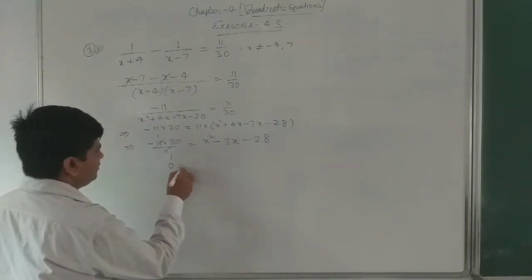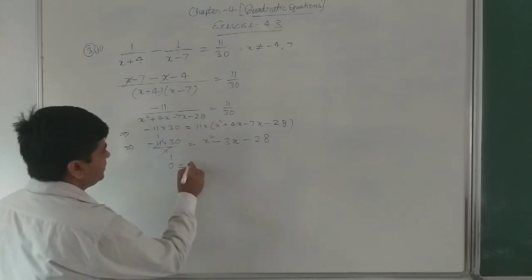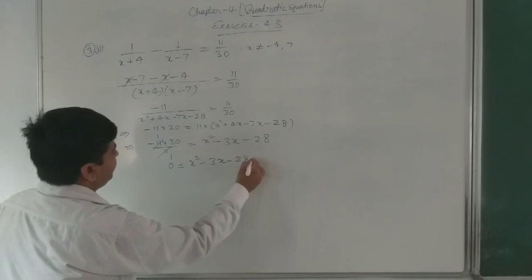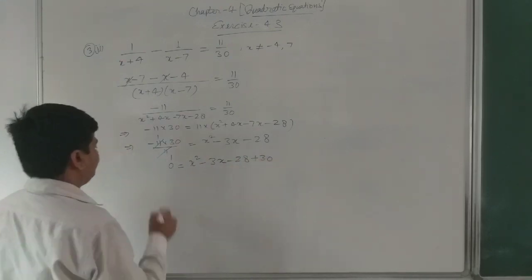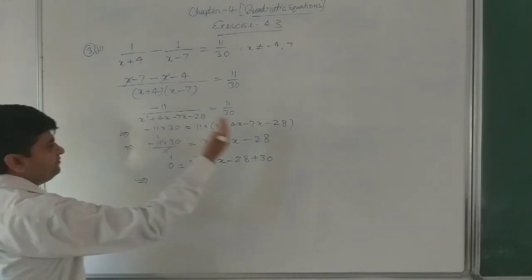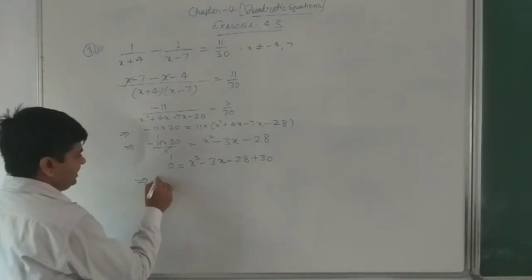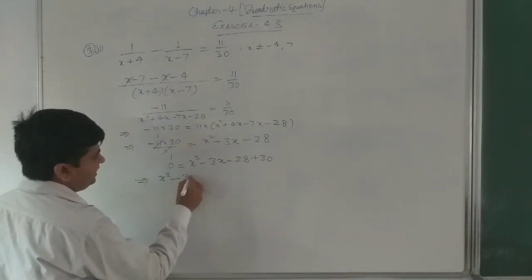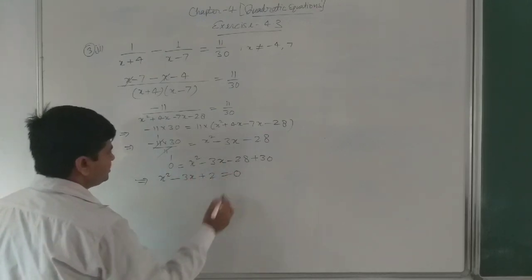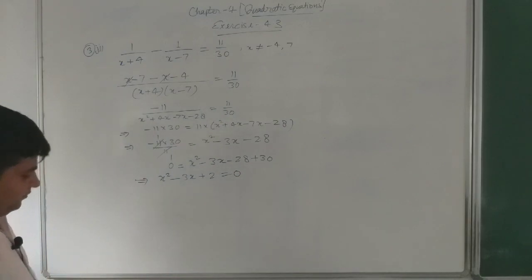So 0 equals, the sign becomes positive because here there is a minus. So we get x square minus 3x minus 28 and plus 30. Or we can write this term in the LHS, this term in the RHS. So x square minus 3x minus 28 plus 30, so it will be plus 2 equals 0. Clear? Now we have to factorize.